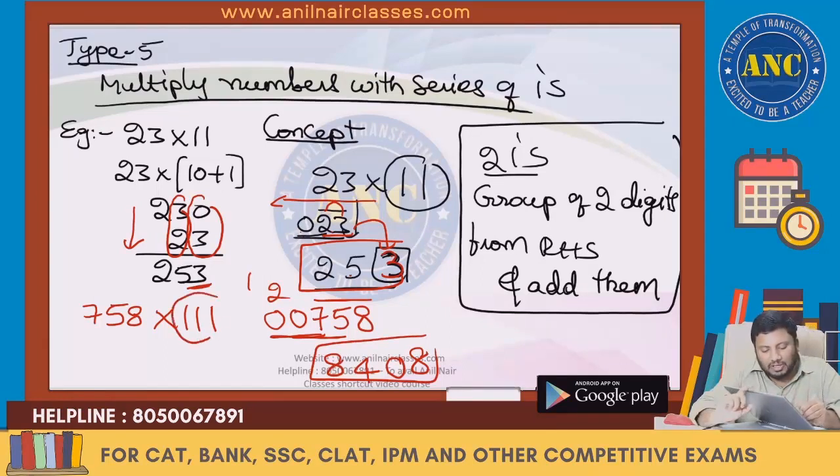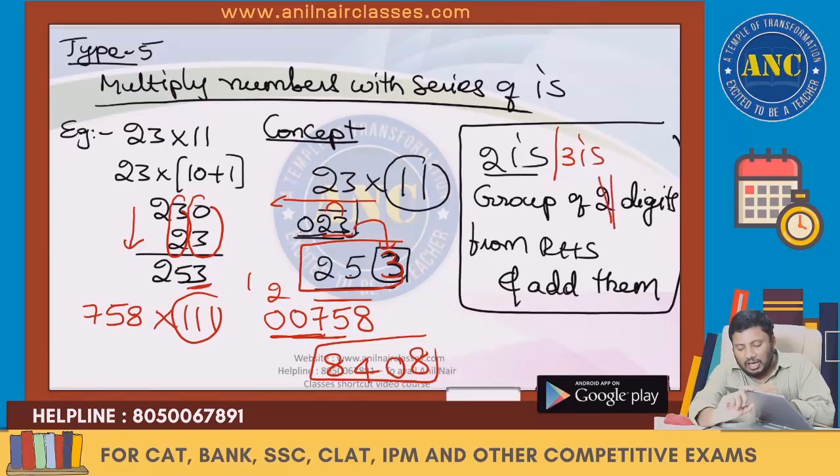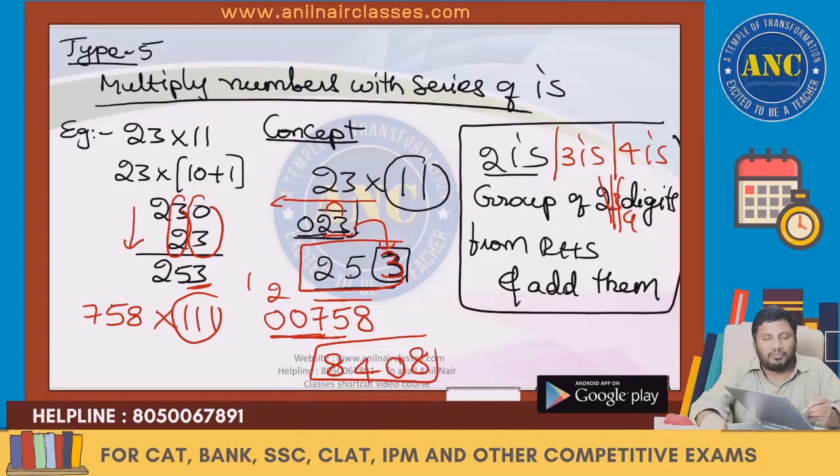If 3 ones are there, take a group of 3 digits. If 4 ones are there, take a group of 4 digits and add them. 758: 8 is written like this. 8 plus 5, 13. 13 plus 7, 20. So it is 0, 2 carried. I hope it is clear. For 3 ones, keep 2 zeros at the beginning.